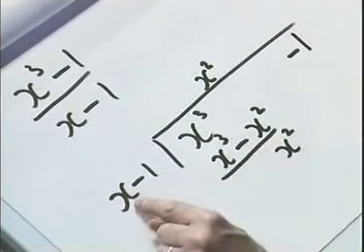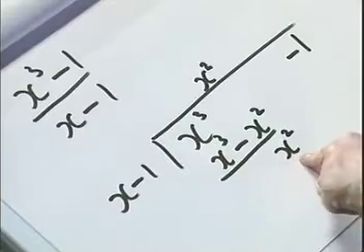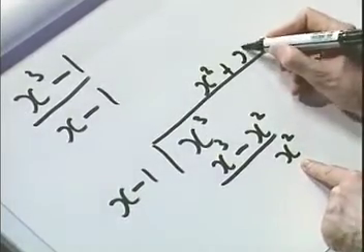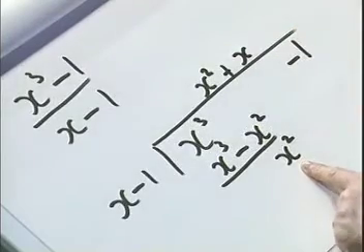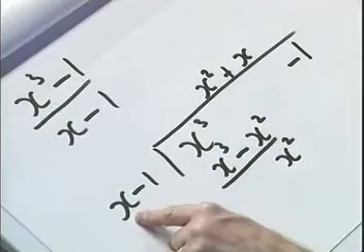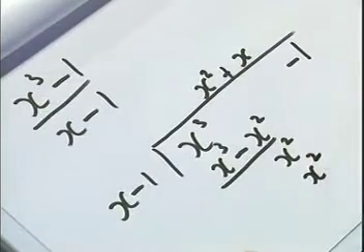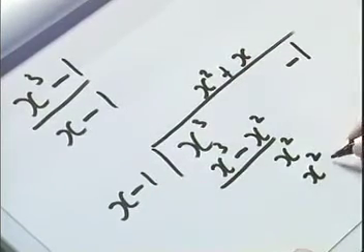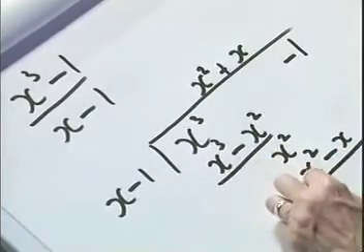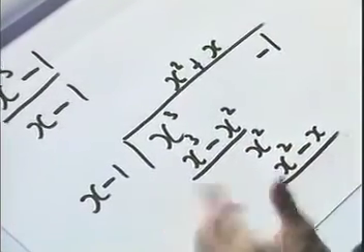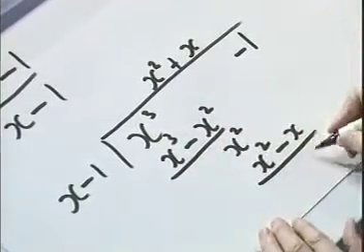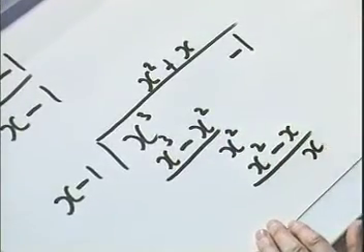So let's carry on. X into x squared. Well, that goes x times. So record the x there above where the x's would be. Let's do the multiplication. X times x is x squared. X times minus 1 is minus x. Do the subtraction. X squared take away x squared is nothing. Nothing take away minus x. It's minus minus x. That gives us plus x.